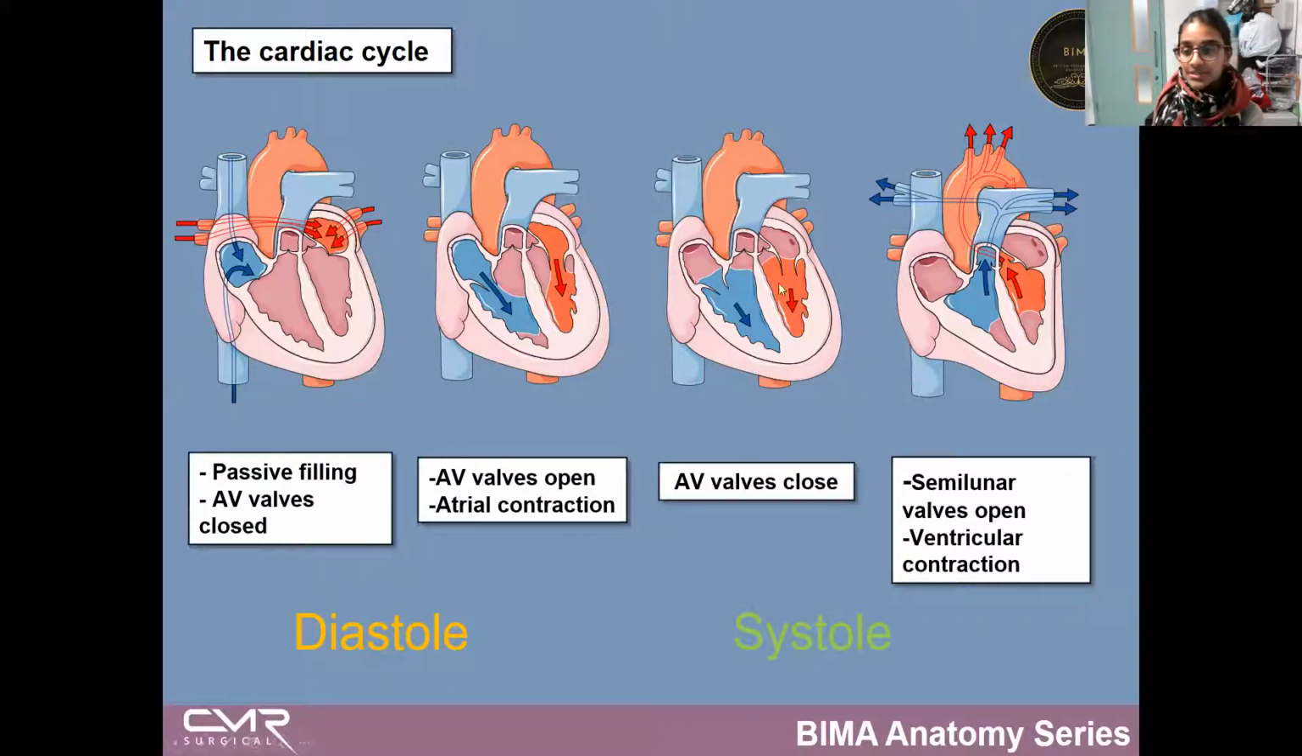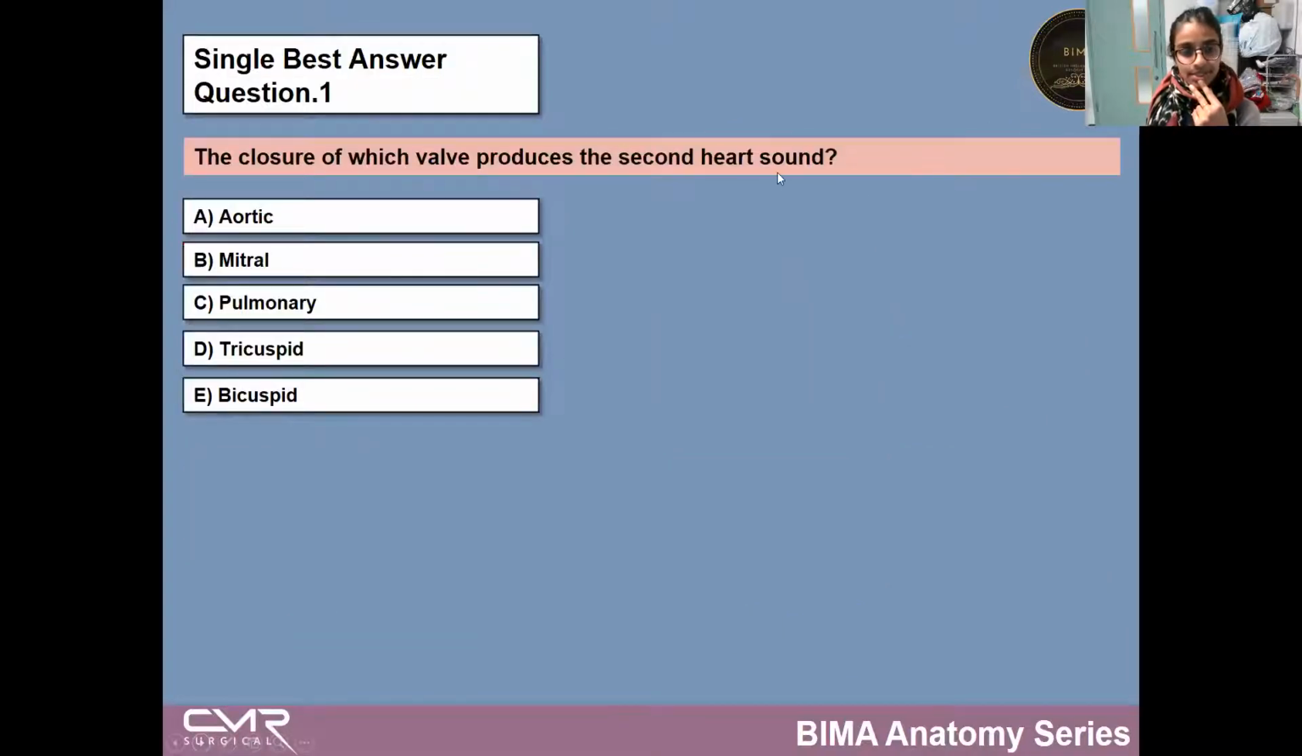So the first heart sound is your mitral valve and your tricuspid closing, allowing blood to stay in the ventricles. And then the second heart sound is when the aortic and pulmonary valves close. So the closure of which valves produces the second heart sound? We've just spoken about it.